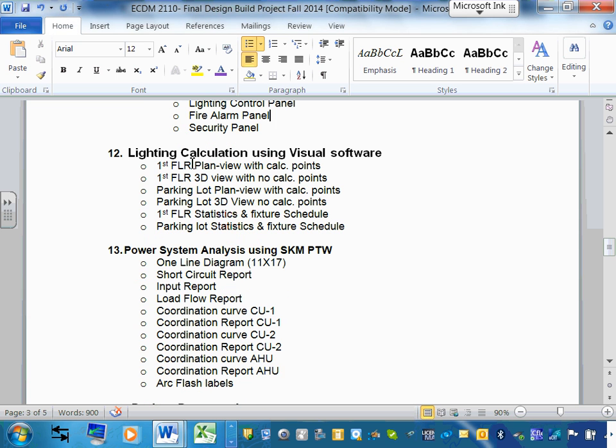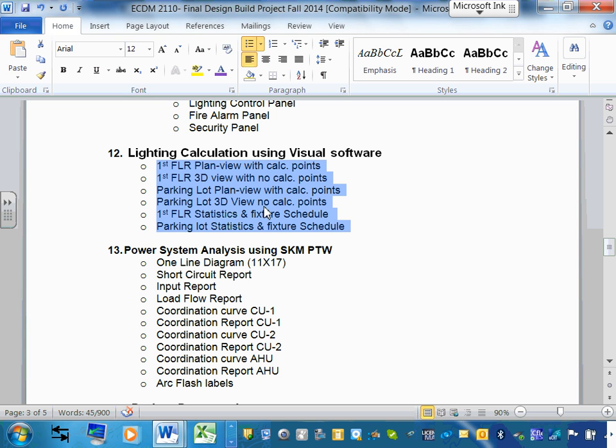So, lighting calculation using Visual. When I tell you guys you're going to do lighting calculation and I want you to print the lighting outcome, what do I want you to print? Here's a LED. We didn't leave anything for guessing. So I specified everything, guys, over the years because people get confused.